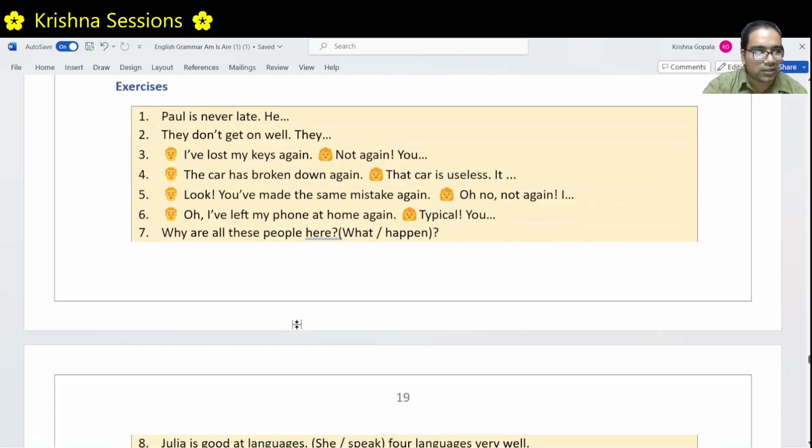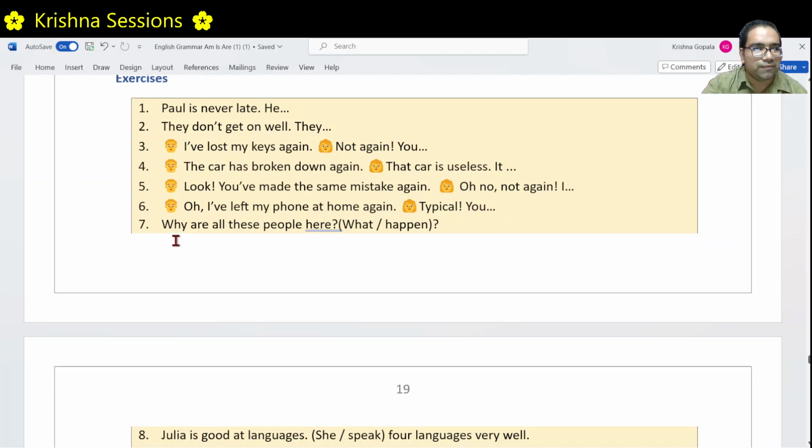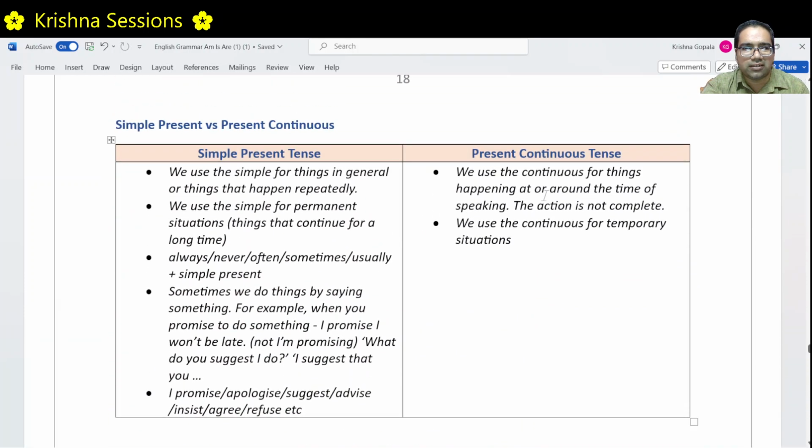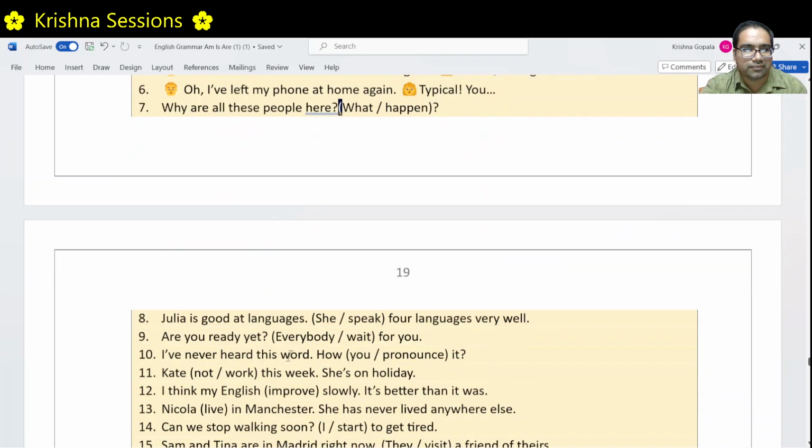Okay. Now let us look at another exercise. "Why are all these people here?" The statement is about right now, at the time of making the statement. So it should be "what is happening" instead of "what happens." This is temporary, and this is right now, at the time of speaking. This is present continuous, right?